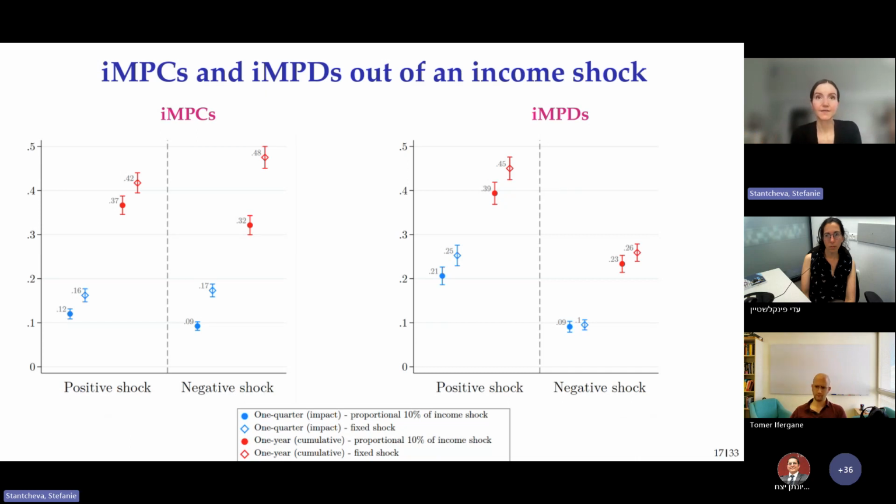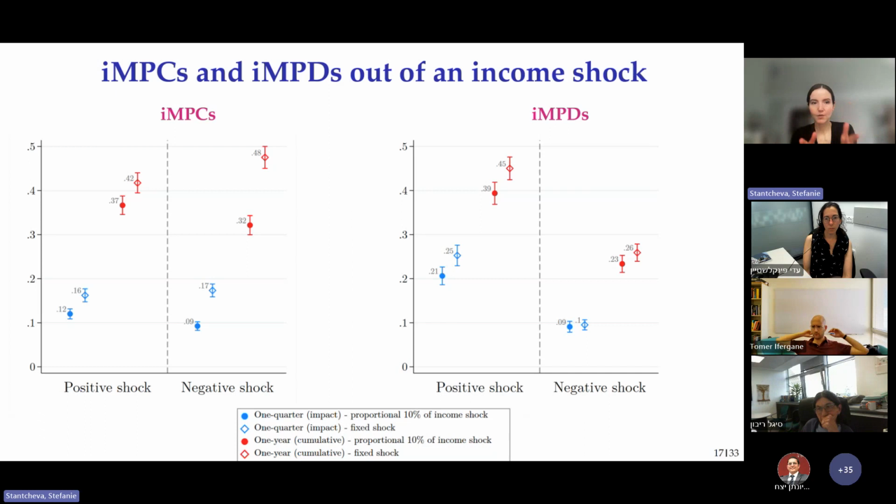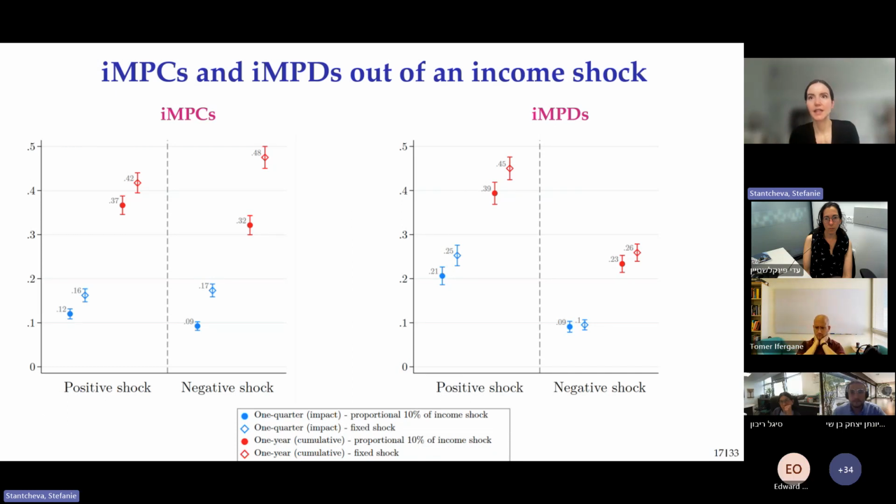So in our data, following a positive income shock of $1,000, the average impact MPC in 1 quarter is 0.16. And then it's much lower in the subsequent quarters. So overall, the cumulative is 0.42 over the first year. And then quite a bit of it goes into deleveraging too. So on impact, the impact MPD is 0.25 and then cumulatively 0.45. So people do a lot of deleveraging here.